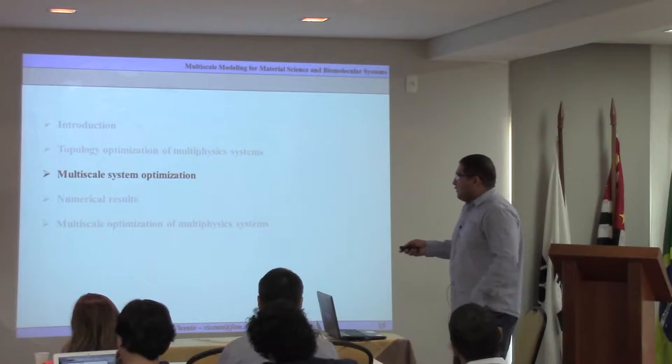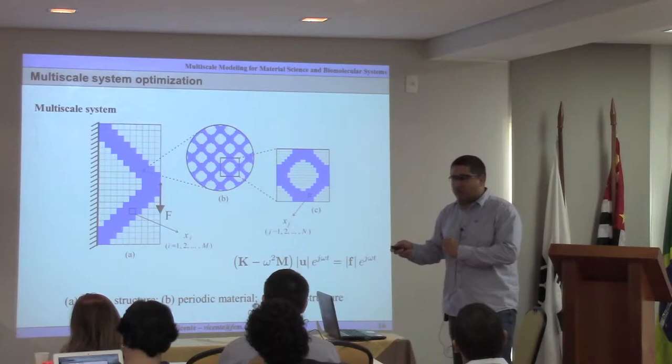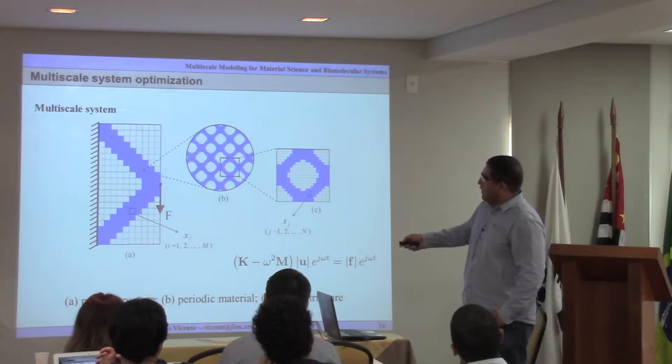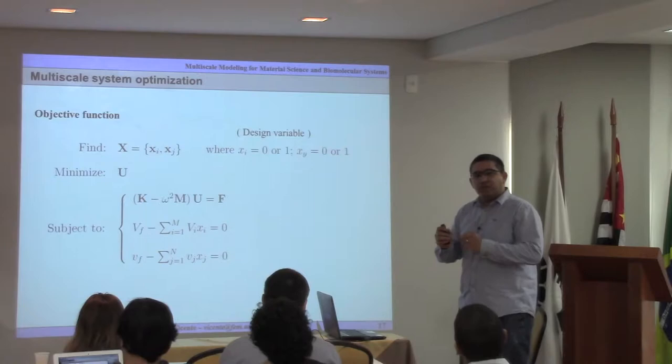When you're talking about multi-scale, that is a little bit different. Now we don't want to optimize only the macro structure, but the material that composes that macro structure. Then we have to do a finite element analysis, not on the macro scale, but on the micro scale. And then the objective function will be to find a better material distribution on the macro and micro scale in order to minimize our response.